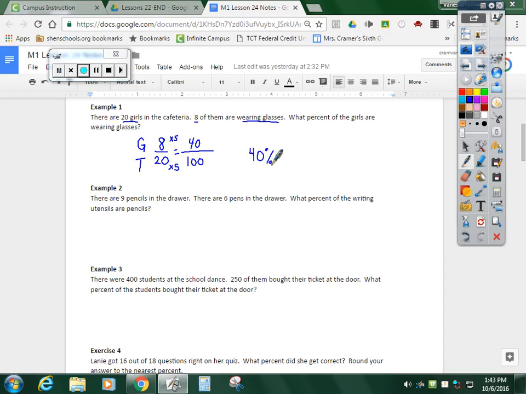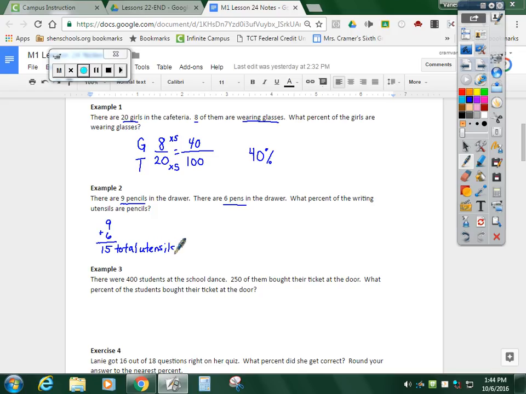Okay, let's try another one. There are 9 pencils in the drawer. There are 6 pens in the drawer. What percent of the writing utensils are pencils? Now this is going to be a little bit trickier, because you have 9 pencils and 6 pens. So when you add 9 plus 6, that means you have 15 total utensils. That's a very important step in this problem.